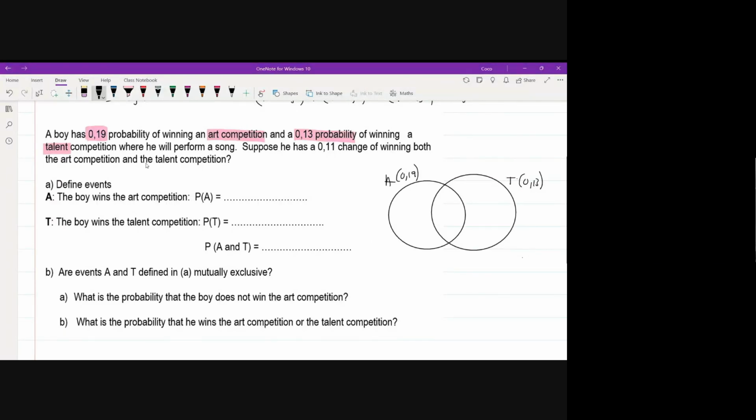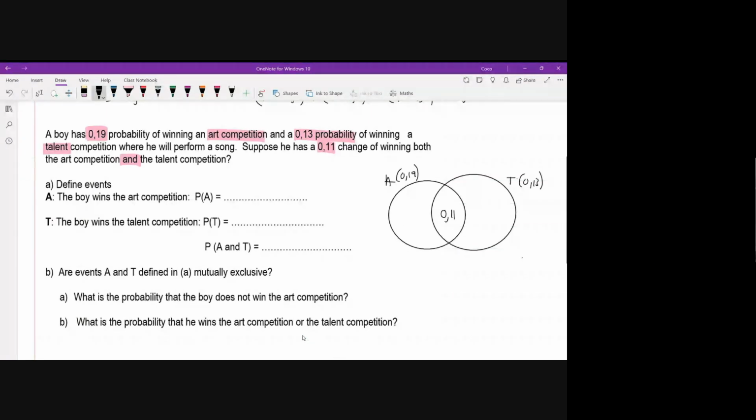Now it says, suppose he has a 0.11 chance of winning both the art and the talent competition. So we already know that our and part is 0.11. What goes over here?